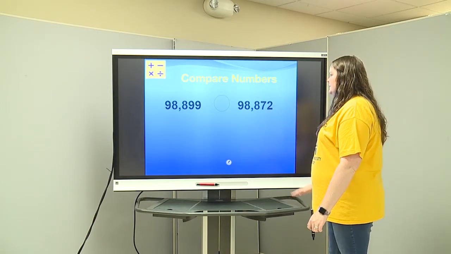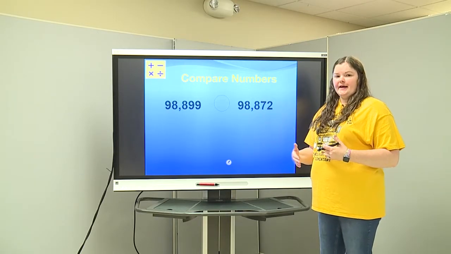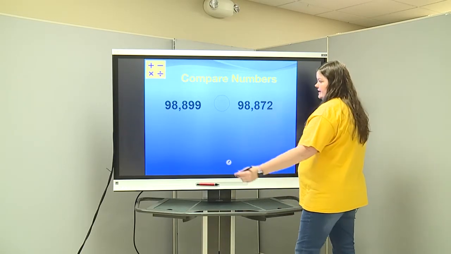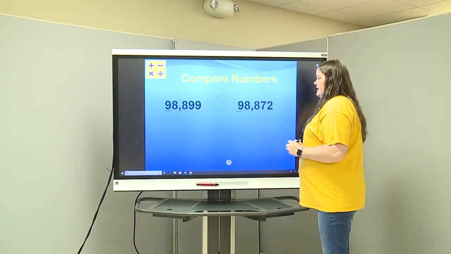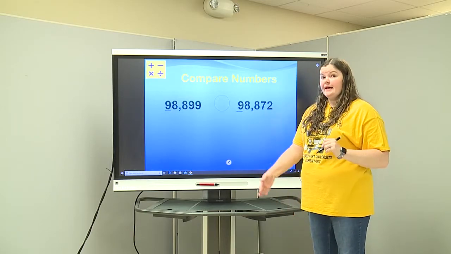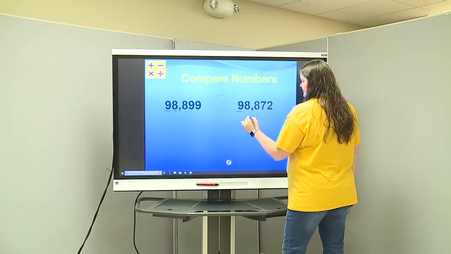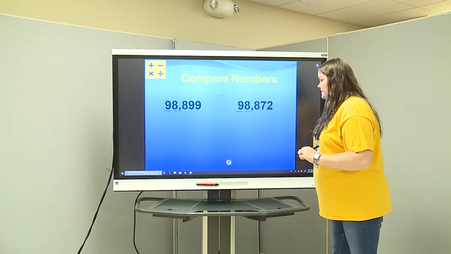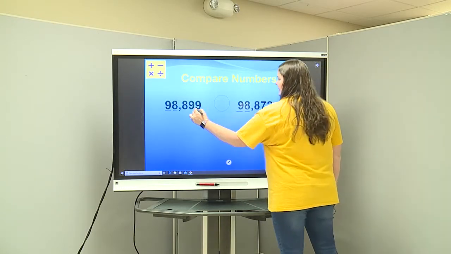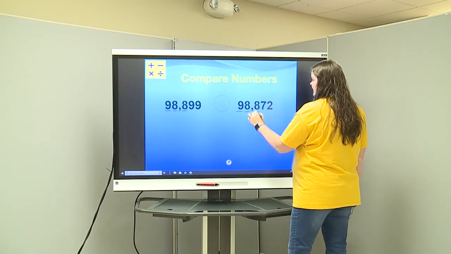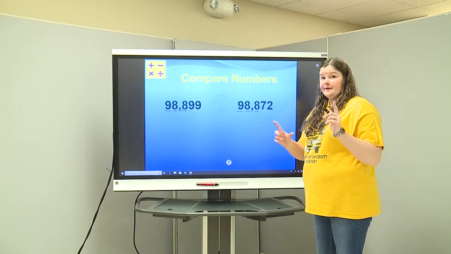Let's do another one. 98,899 compared to 98,872. So let's start in those largest place values and compare those digits. I see I have a 9 in the 10,000s place compared to 9 10,000s. Those are the same. Let's move down to the thousands place. Next I have 8,000s compared to 8,000s. Again, those are the same. Let's go down to the hundreds. I have 800s compared to 800s. These numbers are looking a lot like they're going to be equal.